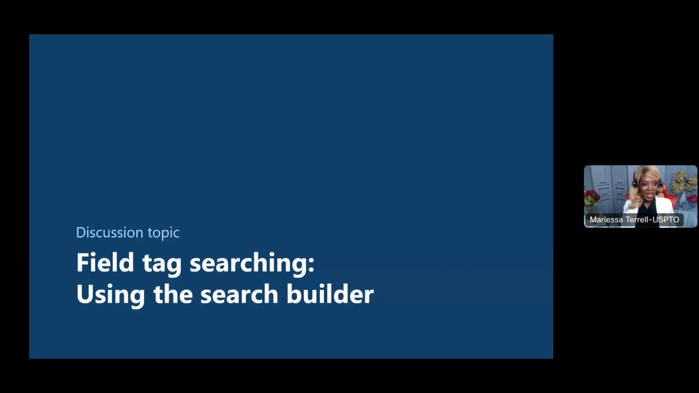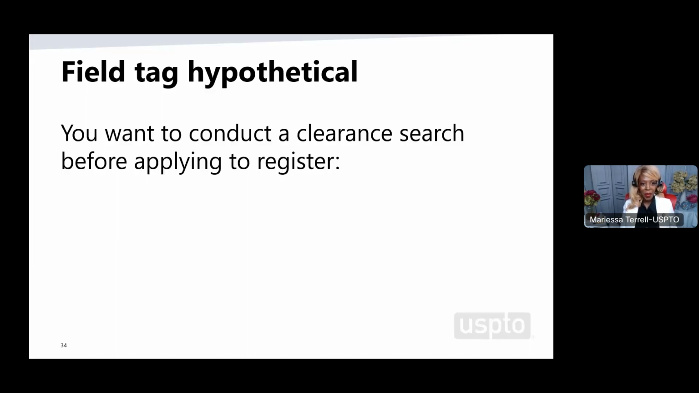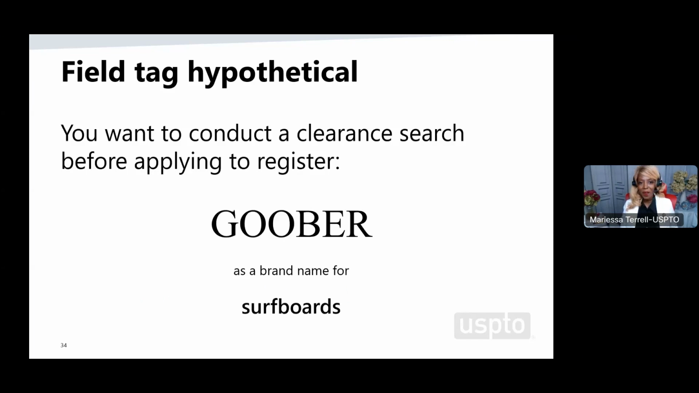We're going to go to slide deck, page 34. And we're going to do a hypothetical. Now, what if you wanted to conduct a clearance search before you apply to register a mark? Now, let's say you wanted to conduct a search of Goober, okay, for use in identifying surfboards. All right, I want you to hold that in your mind, and I'm going to take you back to our demonstration.